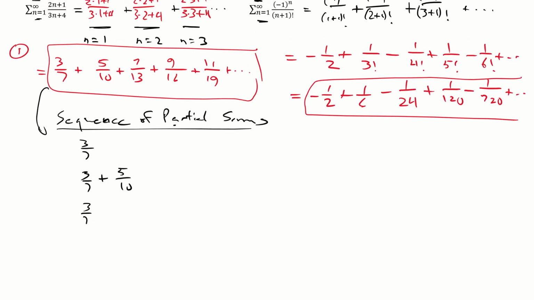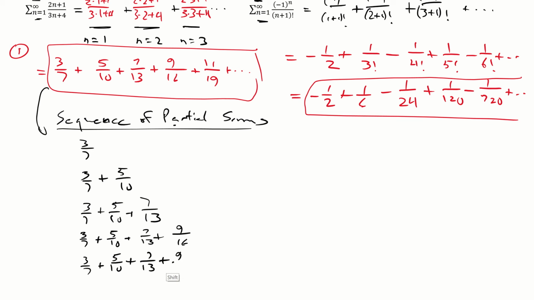3 over 7 plus 5 over 10 plus 7 over 13. You get the gist of it. 3 over 7, 5 over 10, 7 over 13. How about 9 over 16 and 3 over 7? What I'm doing is taking snapshots of these particular sums. So we've got 11 over 19.